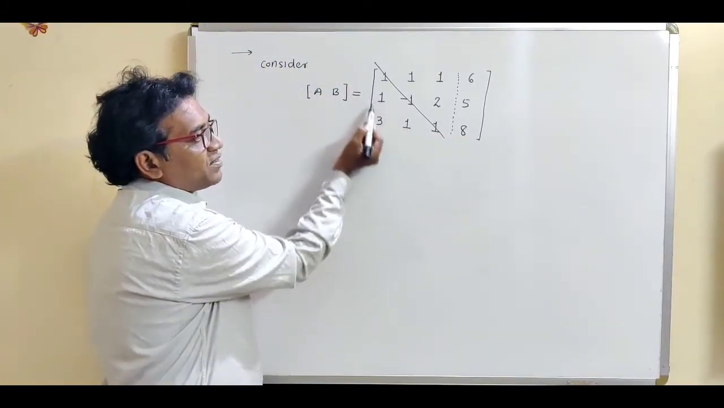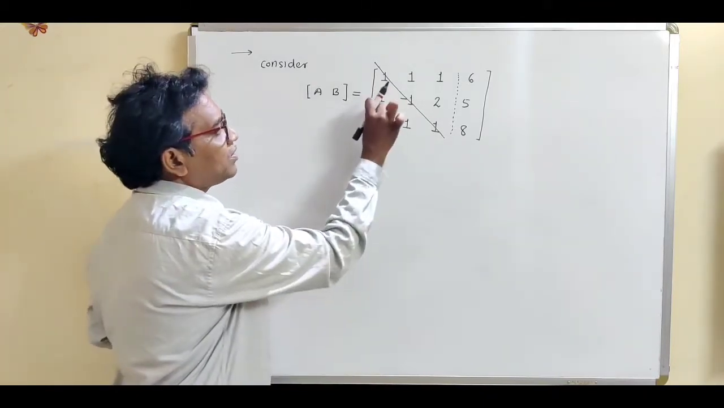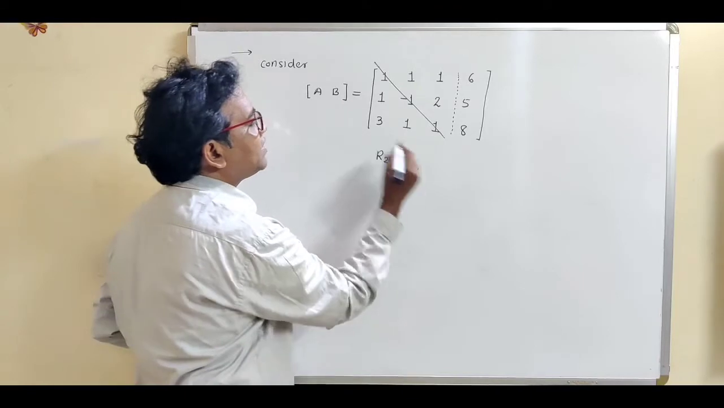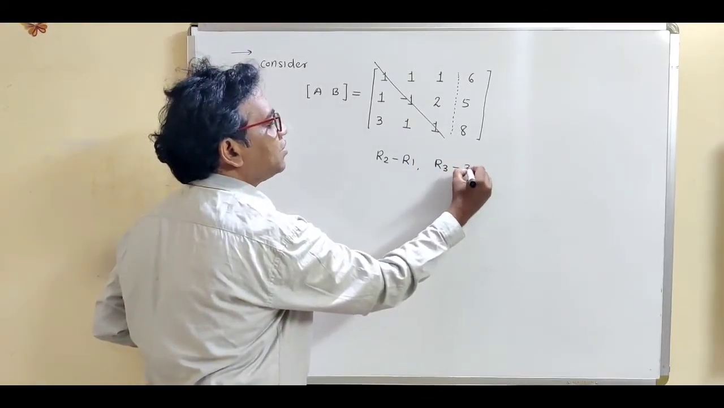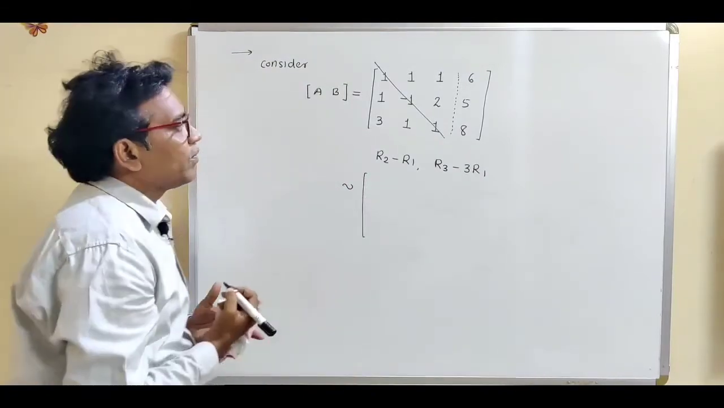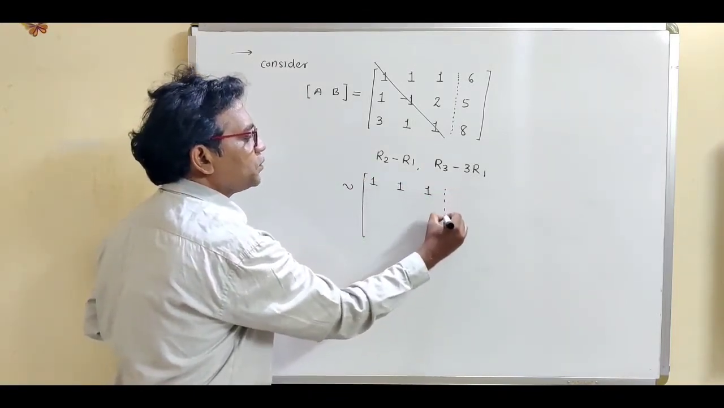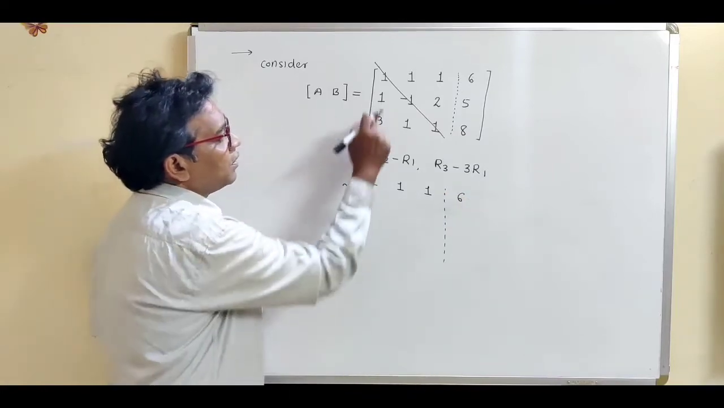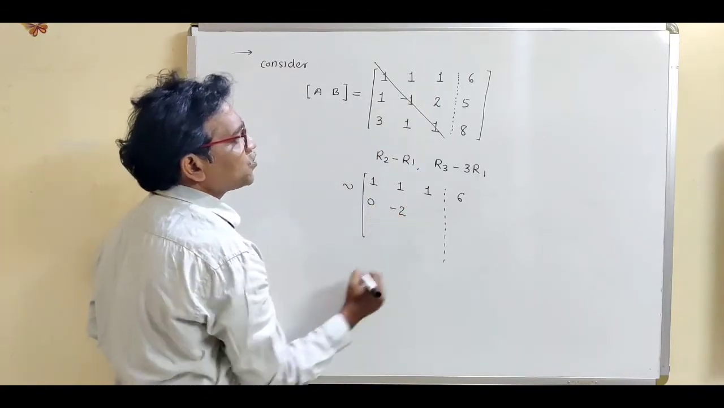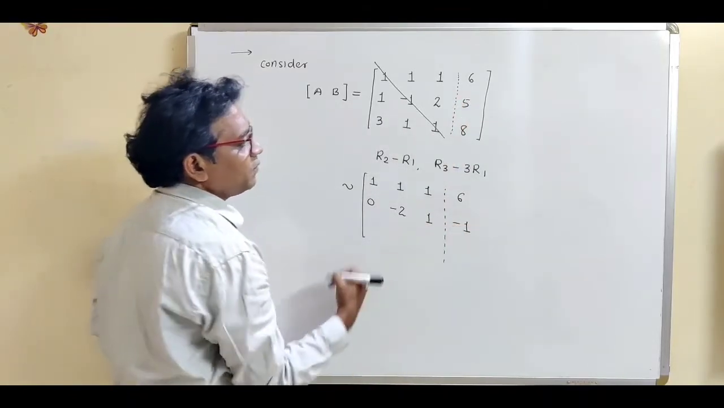First of all, make these 3 elements 0. Now make these 2 elements equal to 0, so use row operations. For the second row, R2 minus R1, and to make this element 0, R3 minus 3R1. So write down this equivalent matrix. First row as it is: 1, 1, 1, dotted line, 6. Then 1 minus 1 is 0. Minus 1 minus 1 is minus 2. 2 minus 1 is 1. 5 minus 6 is minus 1.